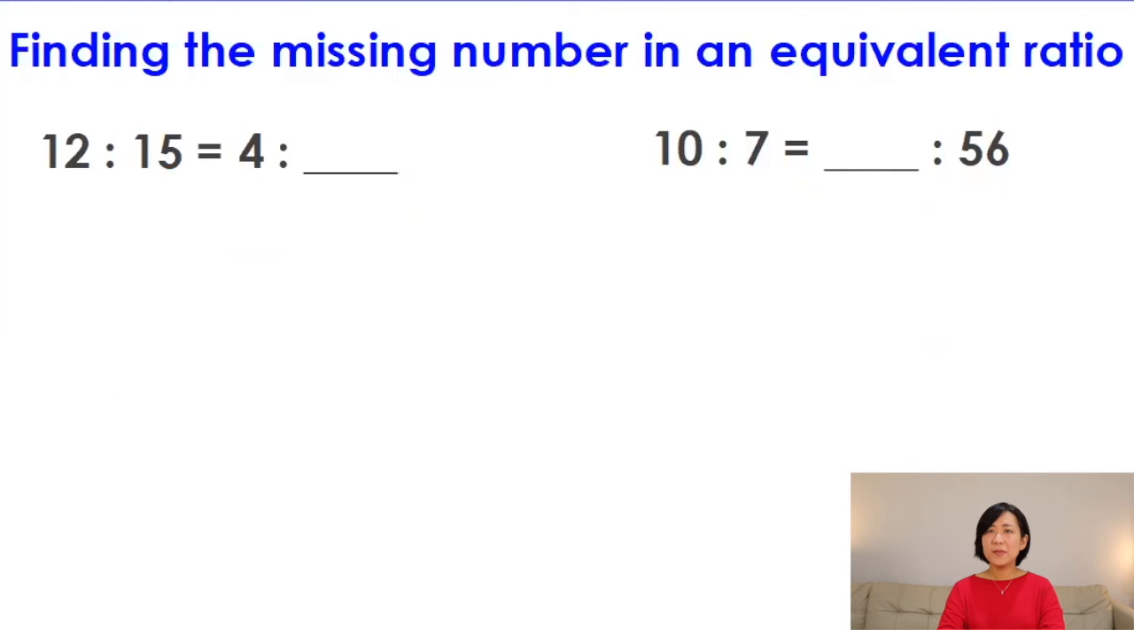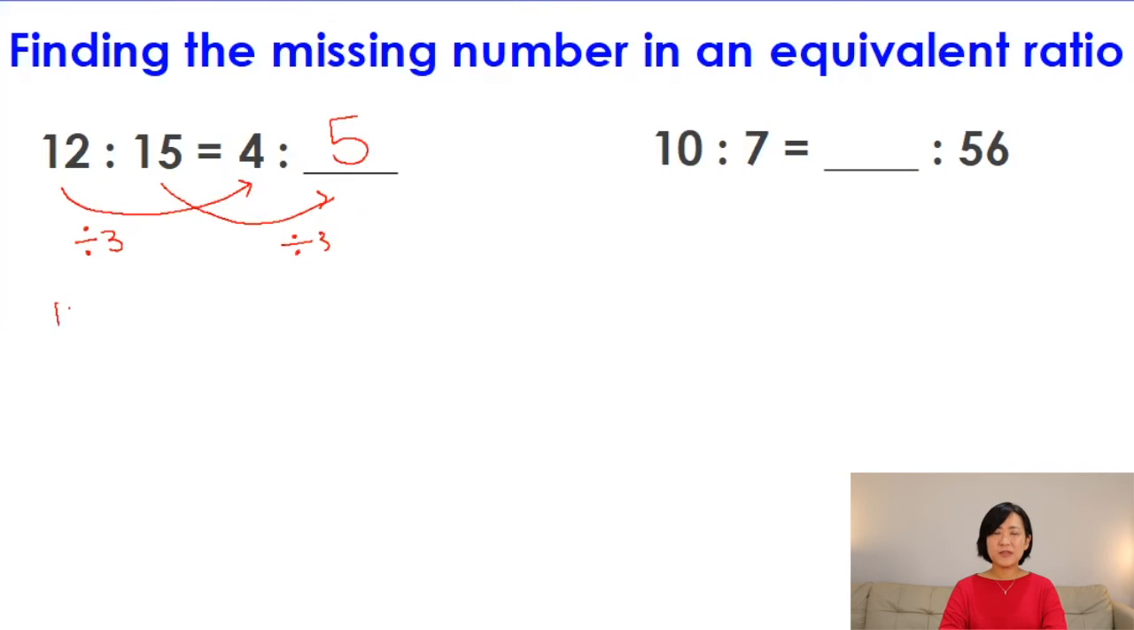Now let's find the missing numbers in an equivalent ratio. So we already practiced. So 1 part of the ratio 12 became 4. What did you do? Yeah, we divide it by 3. Then we need to do the same thing. So we divide 15 by 3. That gives you 5. Then let's double check with making fractions.